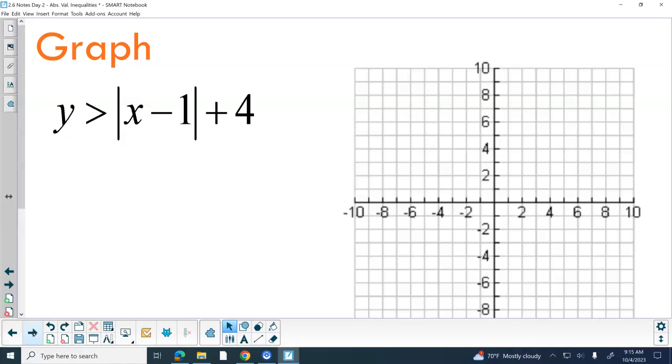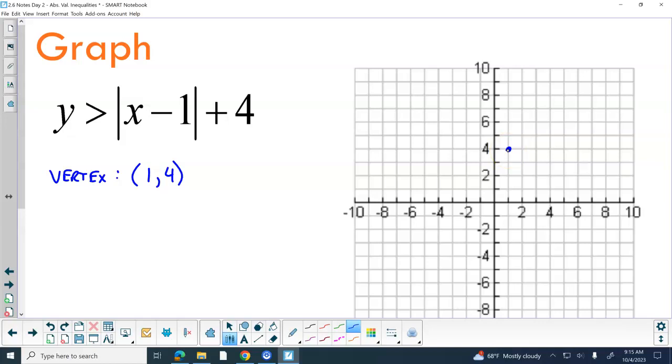Okay? Where is my vertex? 1 comma 4 or negative 1 comma 4? I've heard them both. 1, because we think oppositely with H. Okay? So it would be at positive 1 comma 4. Right 1, up 4, put ourselves a dot. Okay?